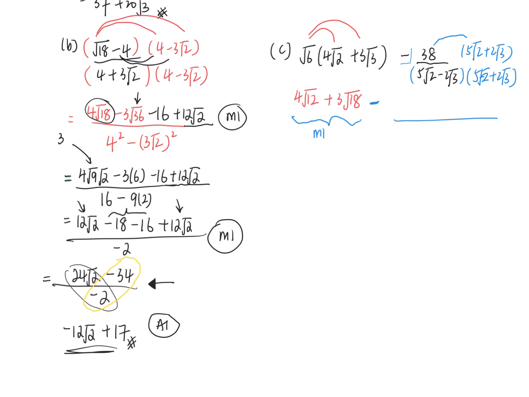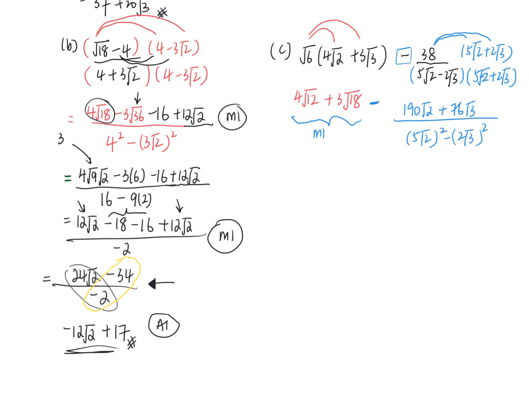Ignore the negative first. I'm not dealing with it yet. It's outside of the fraction. So this will be, what is 38 times 5? 40, 190. Okay, and then this one will be 76 root 3. At the bottom, you square both of them. This one you can press calculator, no problem.